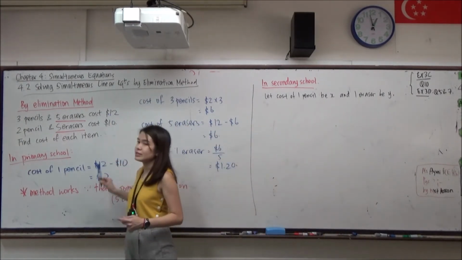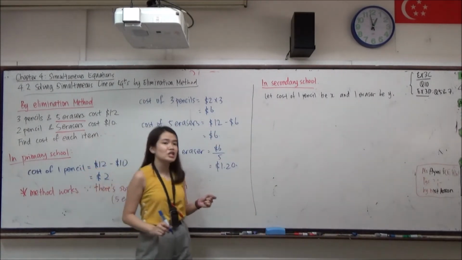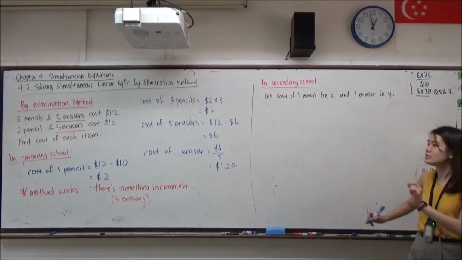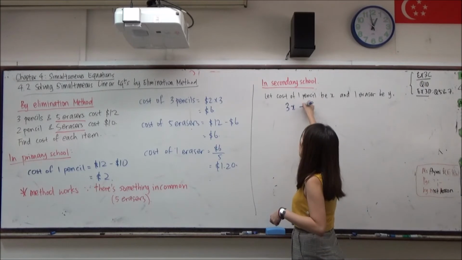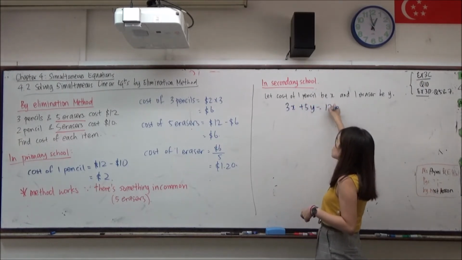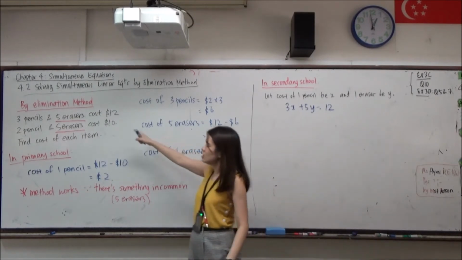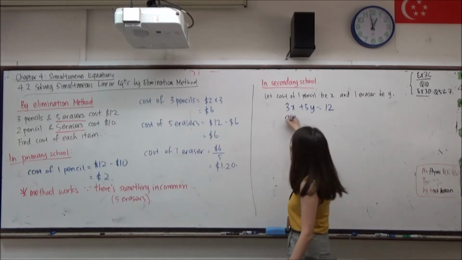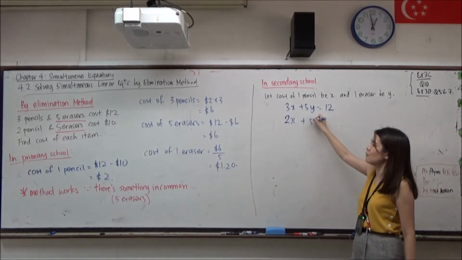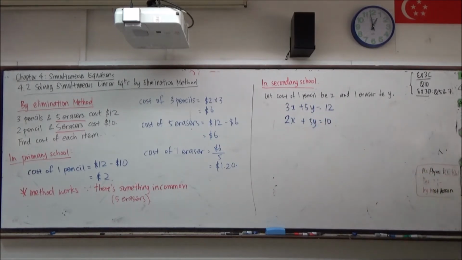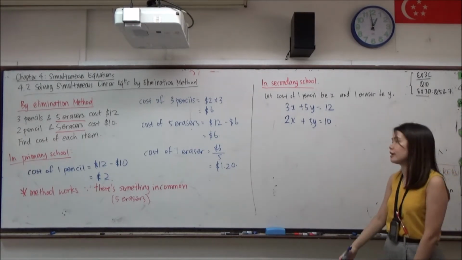Then from these 2 statements, how do I write an equation out of this? Since you're looking at 3 pencils and 5 erasers, that means that 3x plus 5y equals 12. Then in the second statement, 2 pencils and 5 erasers, that will be 2x plus 5y equals 10. I want you to really stop writing and listen to what I have to say first, because this is going to be crucial for whatever we're doing next.